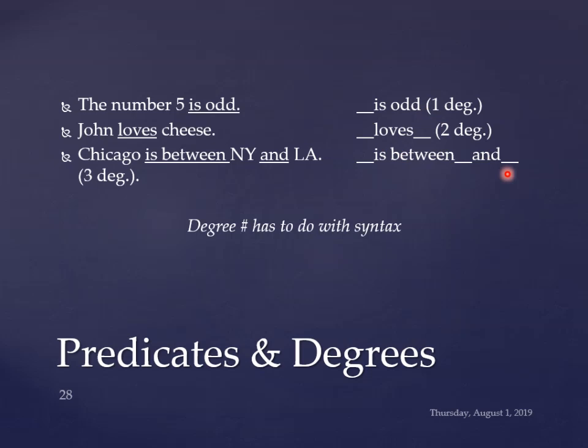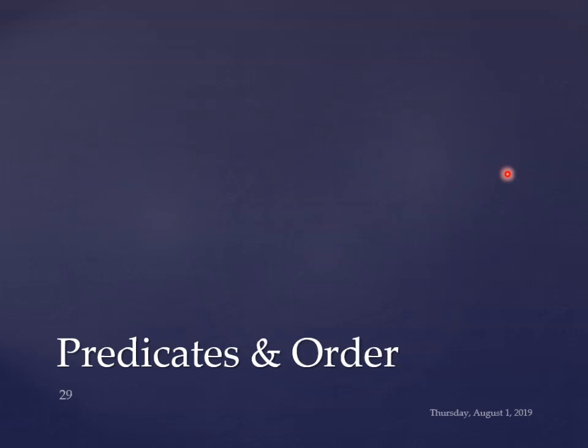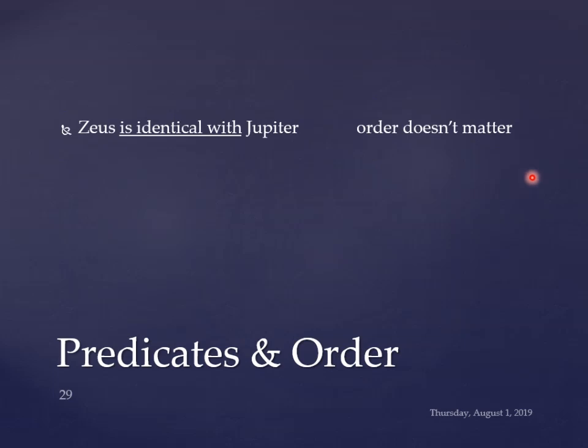Now, order in predicates can matter. Let's just think about this a little bit. Here's a sentence: Zeus is identical with Jupiter. Here, the order of the objects as that appears in the sentence isn't going to matter. You could just as well say Jupiter is identical with Zeus, and it's not going to change the truth value of the statement.